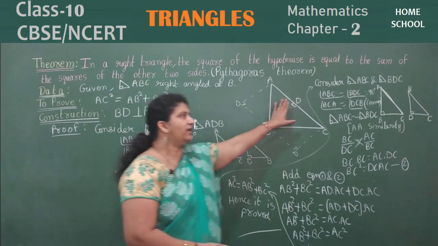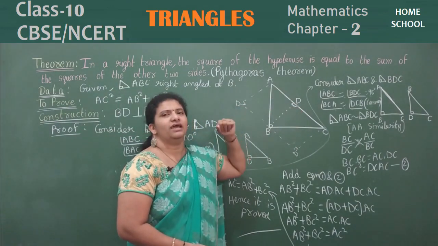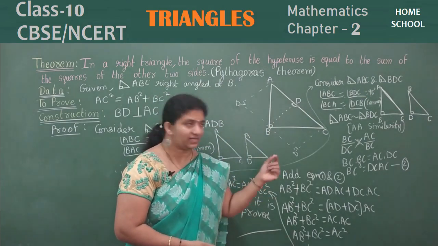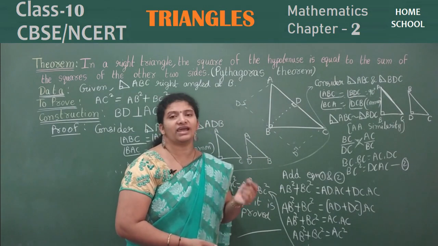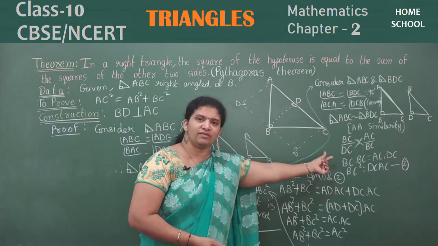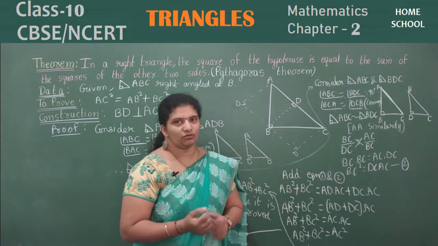Similarly, take the big right angle triangle ABC and this small right angle triangle. Again, similarly, prove by the 90 degrees common angle similarity criteria that the two triangles are similar. If they are similar, again the ratios are in proportion. Cross multiply, and you are going to get the second equation.